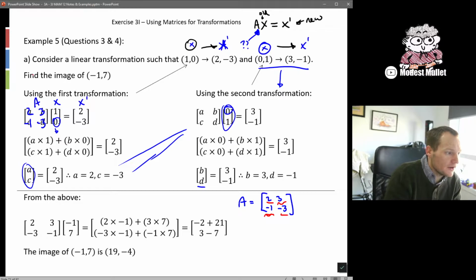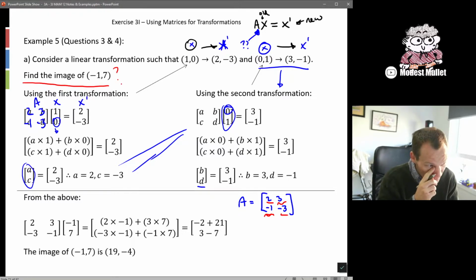And then, this question actually has a lot of parts in it, it ends with asking to find the image of -1, 7. So that's our new original.